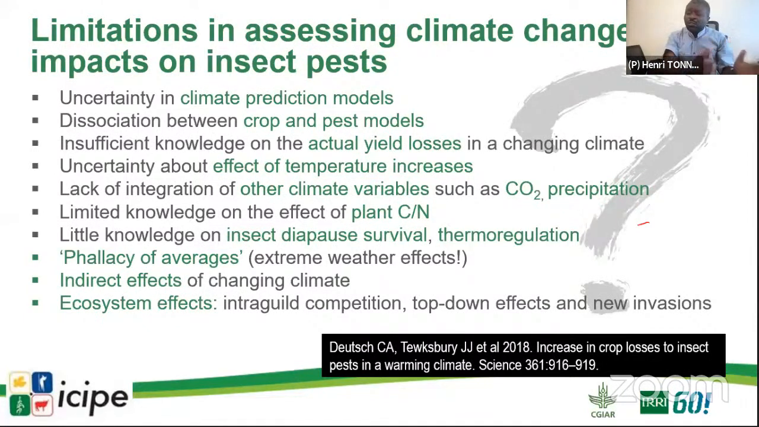There's a dissociation between the plant and the pest itself. And there's insufficient knowledge on the actual yield loss induced by insects. We don't know much about the actual change in feeding rate, but even less about more indirect bottom-up effects, so that change in plant resistance or change in plant palatability.